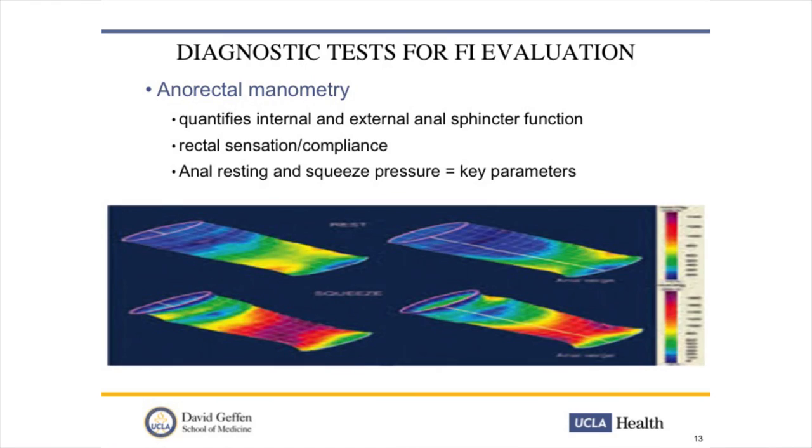So these are some really beautiful photos to me, because I do a lot of high resolution motility, as does Kevin over here. But anorectal manometry basically allows you to take 250 pressure sensors, and then you're able to evaluate the pressure sensation. So not only are we putting something inside somebody's rectum, but based on the pressures, we can actually tell a lot about the internal and external sphincter function, their rectal sensation, as well as compliance, and anal resting and squeezing pressures, which are the key parameters.